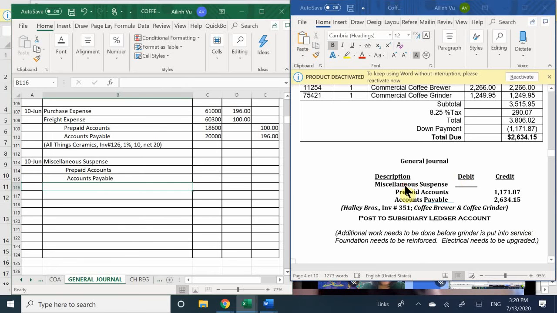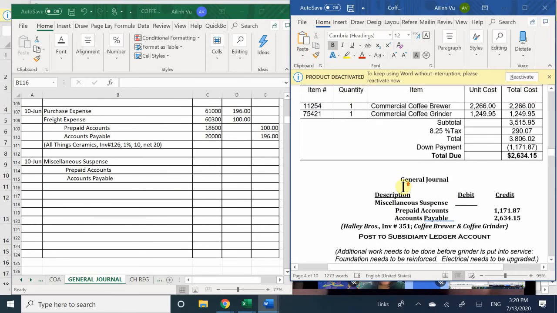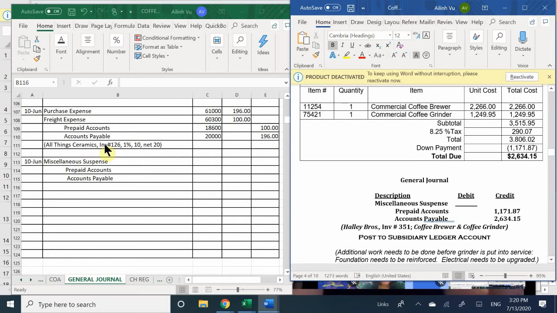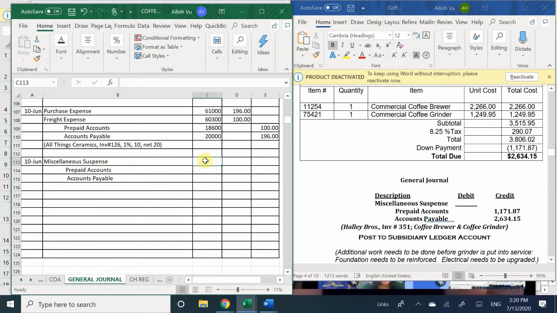Okay, so before anything, I want to validate how much it is. Let's see what our 19,990. Say that again. 19,990. Okay. And my prepaid account should be 18,600, and my accounts payable should be 20,000. Yeah. Okay. And let's go ahead and indicate.